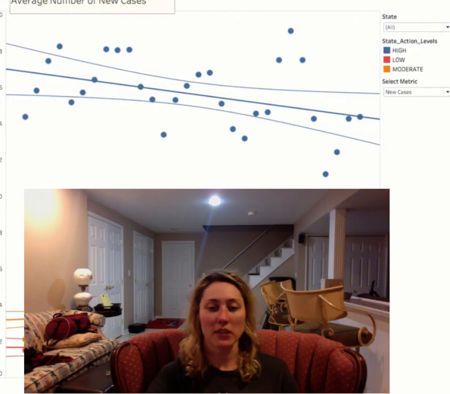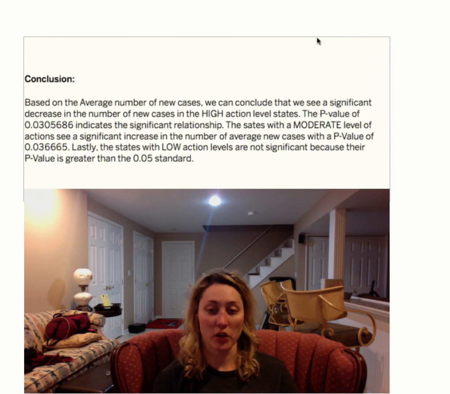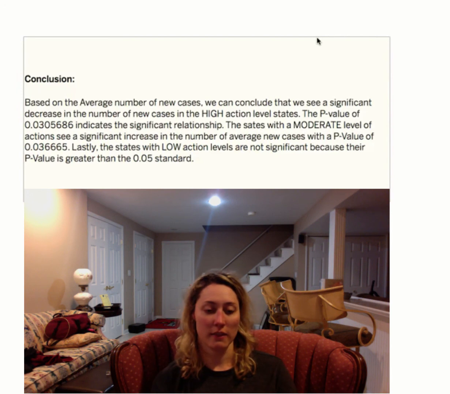So in conclusion, based on the average number of those new cases, we can see that there is a significant decrease in the average number of new cases for high level states. The p-value was well below the 0.05, meaning that that is a significant relationship. This is also true for the moderate level of states, but they are trending upwards. And the low levels were not significant because the p-value was greater than 0.05.